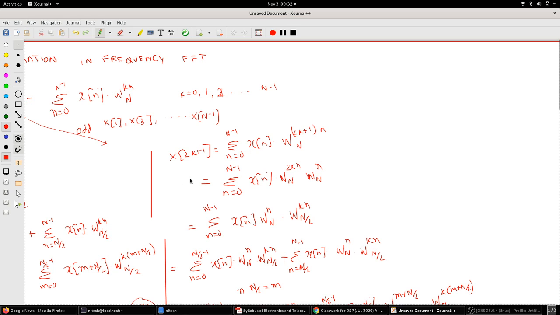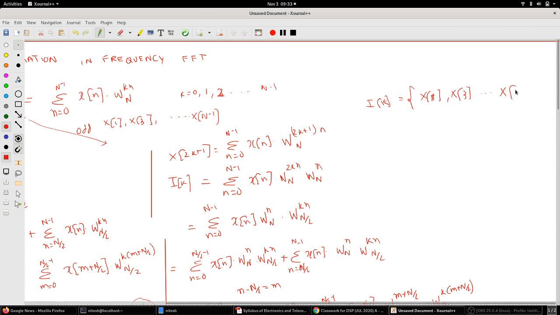So let x of 2k plus 1 be equal to, let's say, g of k, or I of k. Let's say this is I of k. This I of k is a function which is made up of all the odd components of x of 2k. So I of k will contain x of 1, x of 3 and so on, x of N minus 1, something like that. Okay, so this is what it is.